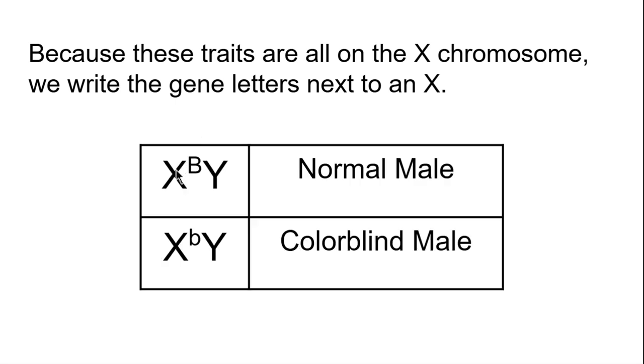For males, they have an X and a Y, so they only get one letter because remember, these genes are on the X chromosome. So if they just get a capital B, they're going to be normal, but if they get that one lowercase b, they don't have another b to mask it because they only have one X, so they're going to end up being colorblind.